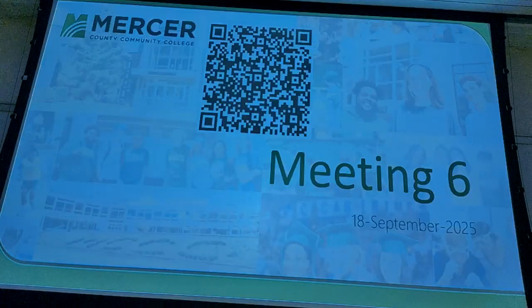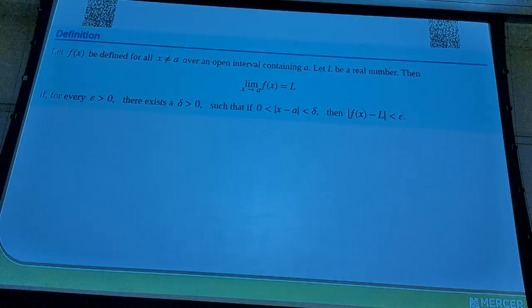For the past few weeks, we've been looking at limits. We never actually said what a limit is. This is the formal definition of a limit. It's an epsilon-delta definition.